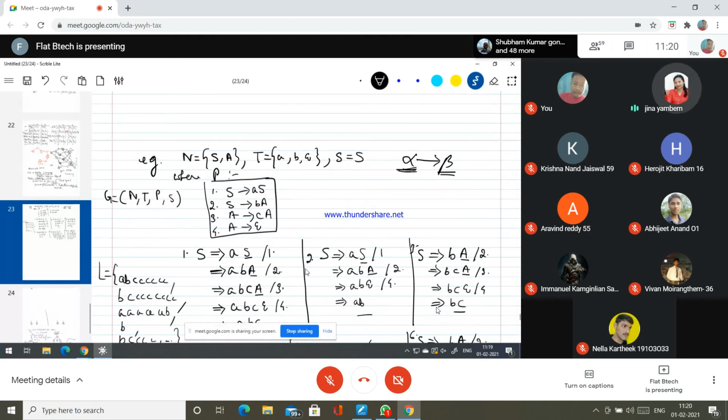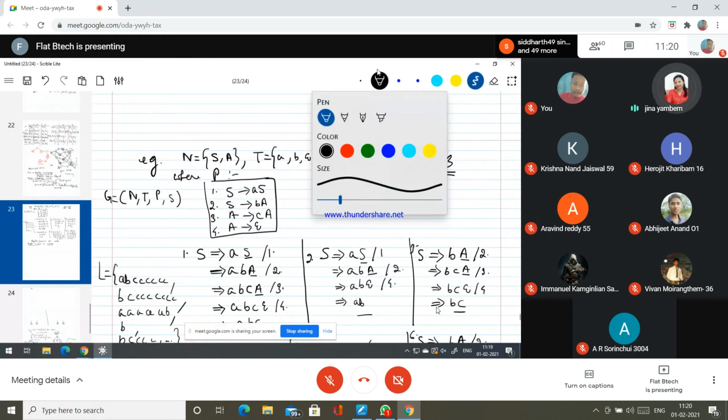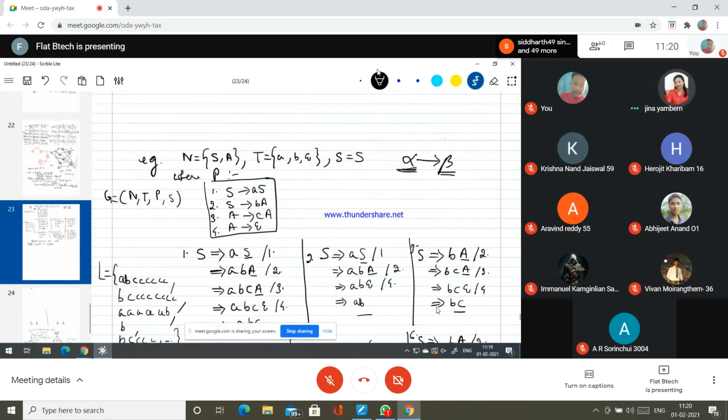As per the definition of the production, I've already told that they'll be of this format, alpha replaceable by beta. Alpha is nothing but N union non-terminal union terminal. The right side is also non-terminal and terminal union, but epsilon could be included. But on the left-hand side, you can't. Okay, this is the scenario, alpha replaceable by beta, that's it for the time being.